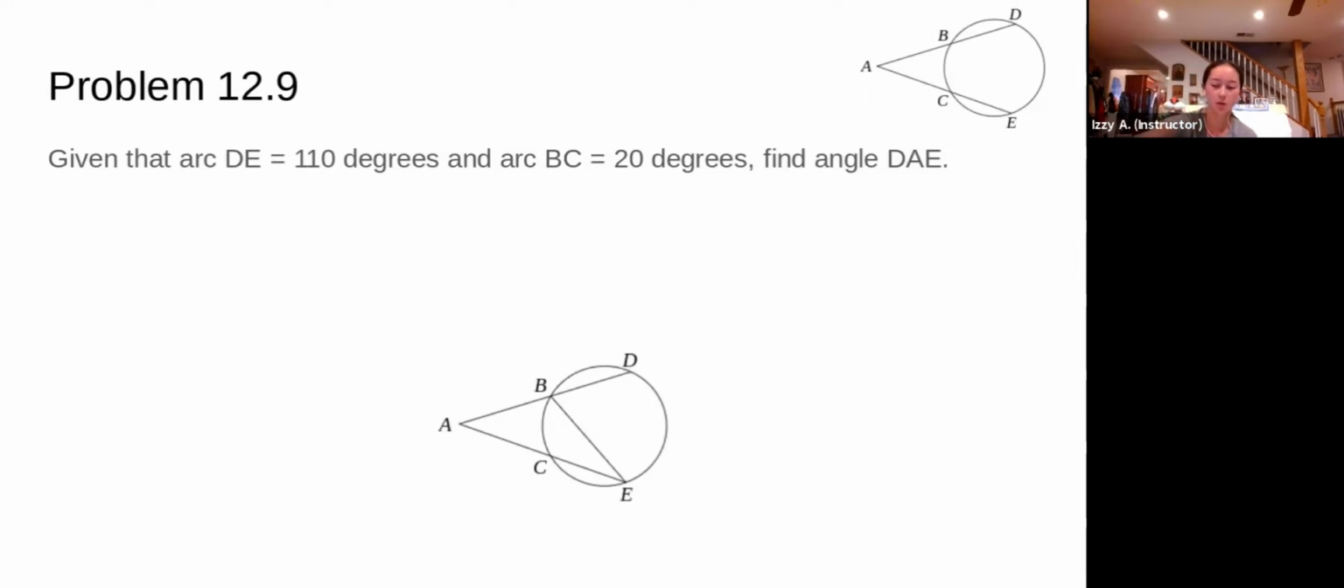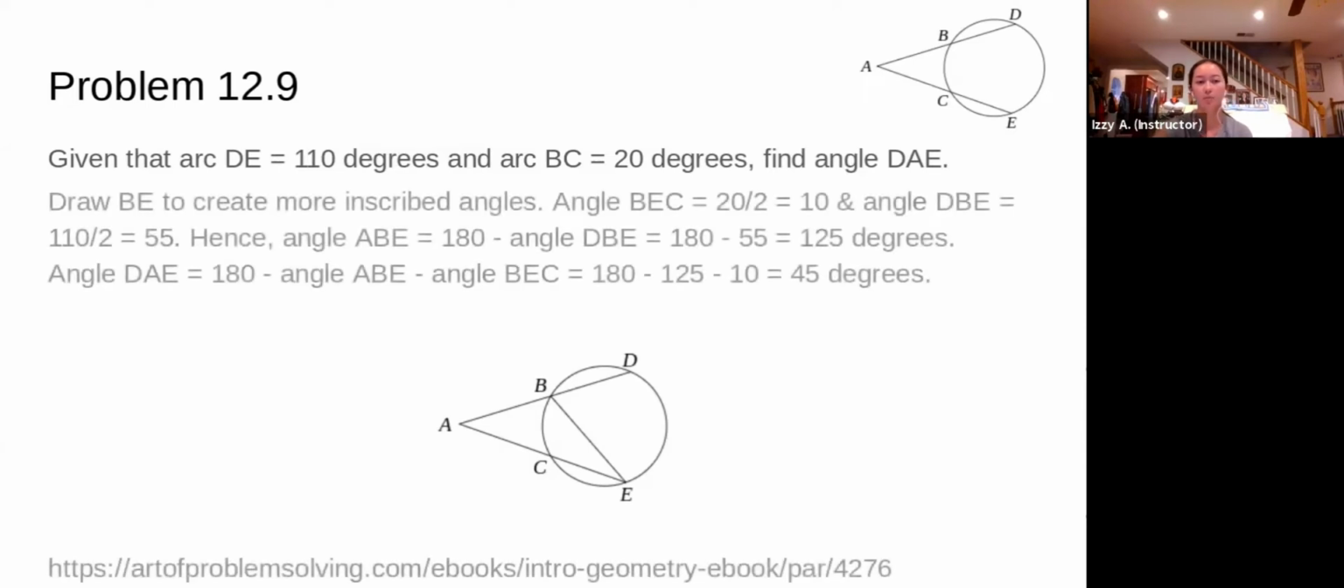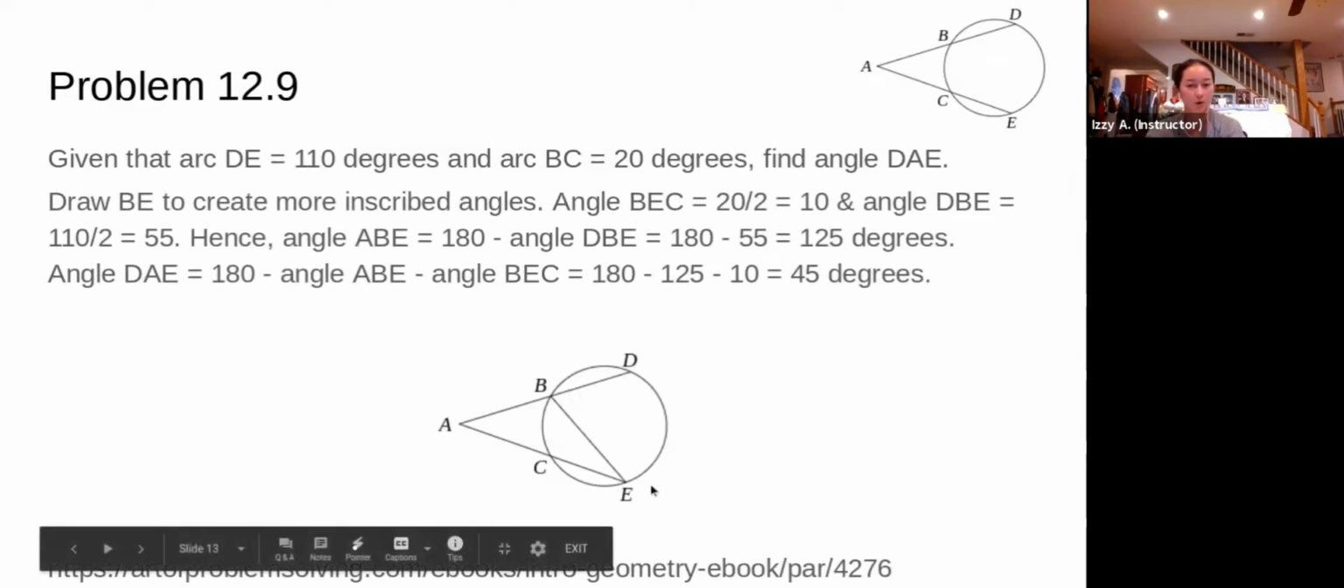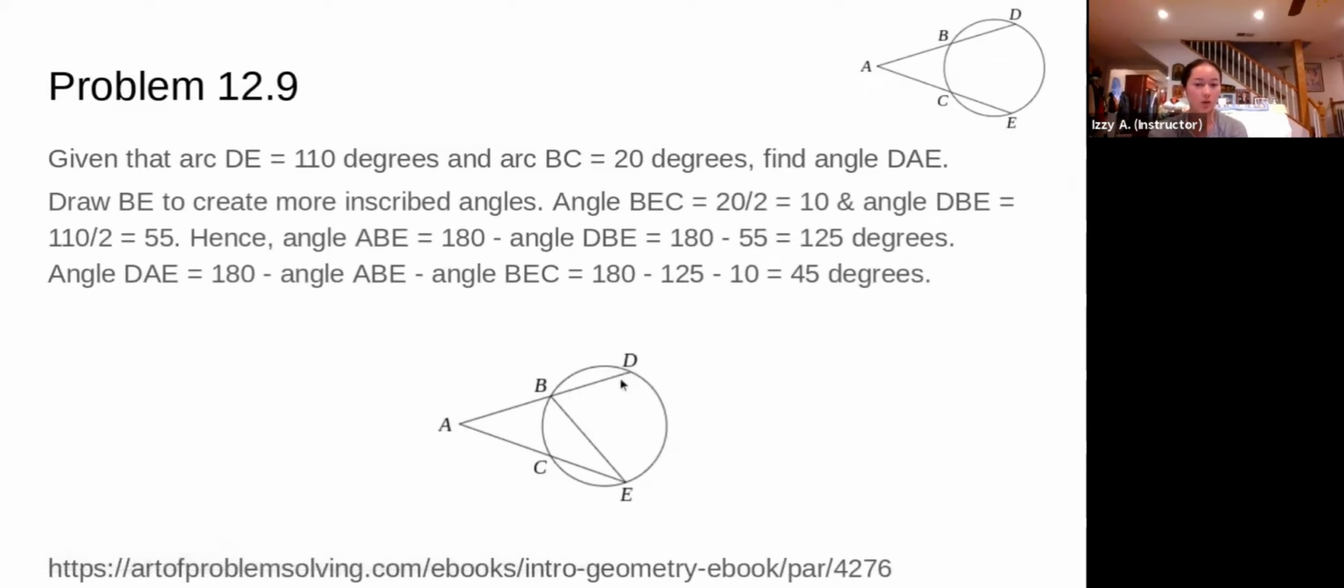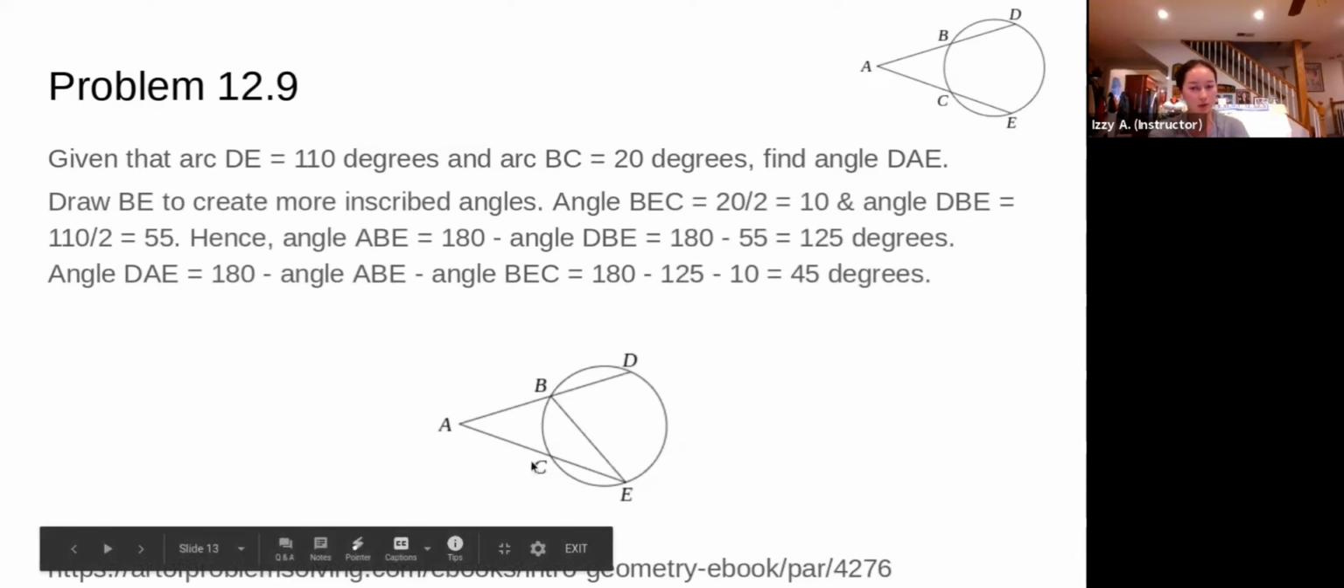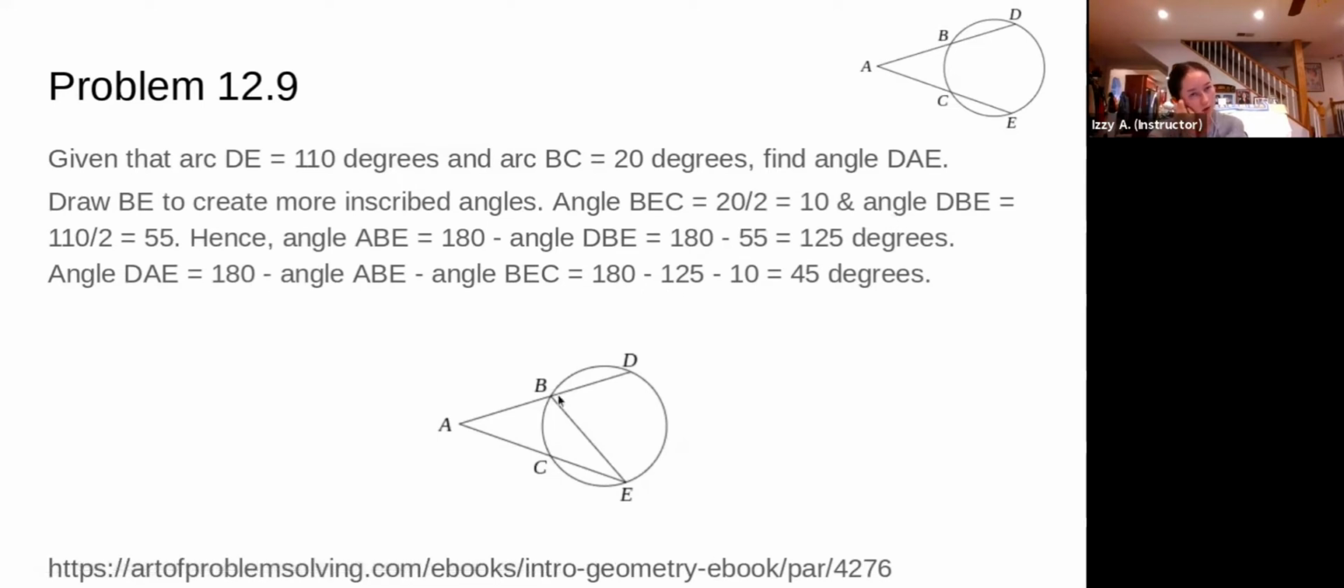Okay, we can go ahead and go over this problem. First, as shown, we would draw BE to create more inscribed angles. Angle BEC would be equal to 20 divided by 2, which is 10. And angle DBE would be equal to 110 divided by 2, which is 55.